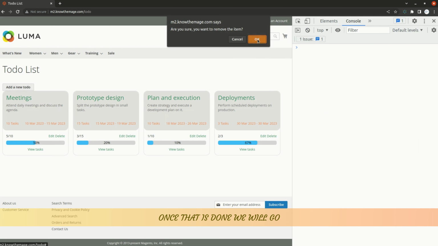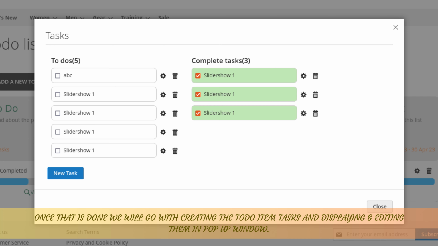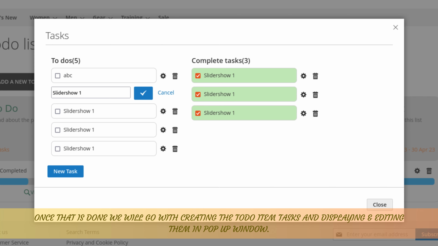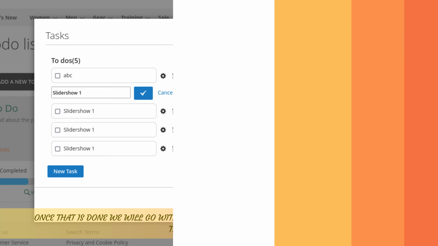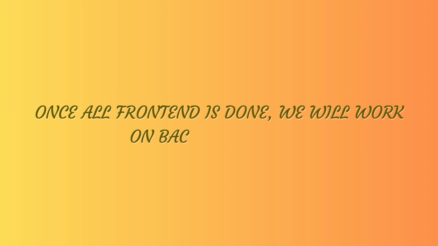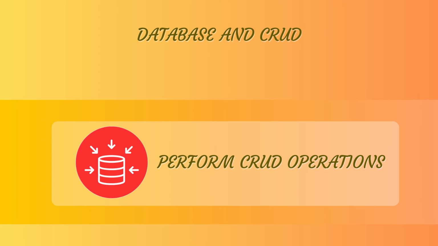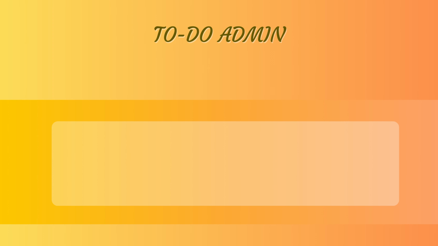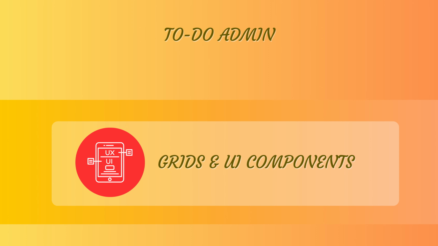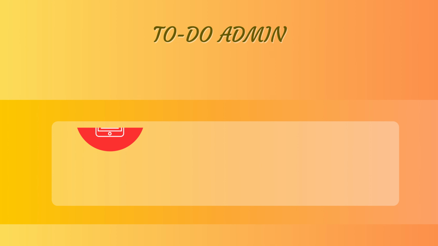Once that is done, we will go with creating the to-do item task and displaying and editing them in a pop-up modal. Once all front-end is done, we will work on backend models and perform CRUD operations. And in the end, we will go with the admin grids and UI components step by step.